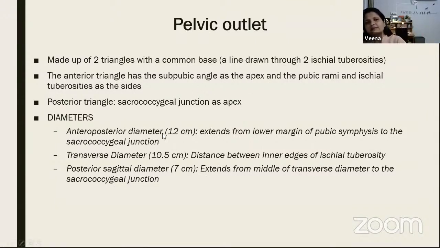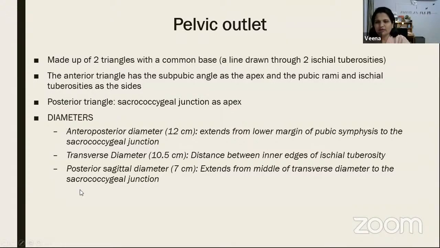Okay. Then diameter is again here, anteroposterior is 12 cm, extends from the lower margin of pubic symphysis to sacrococcygeal junction from here to here. Okay, that is around 12 cm. And transverse diameter is 10.5. Please remember, in the inlet, it is transversely oval. In the outlet, it is anteroposteriorly oval. That is how the whole birth axis changes. Okay. Then we have transverse diameter 10.5, and the PSD here will be 7 centimeters.